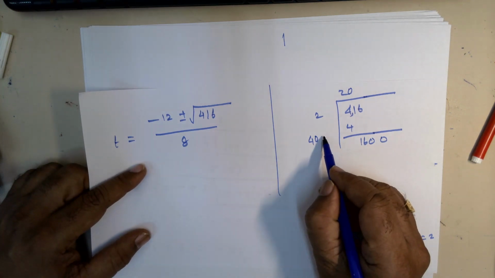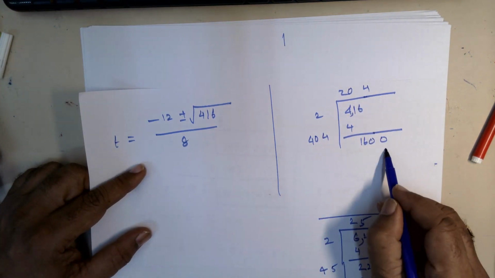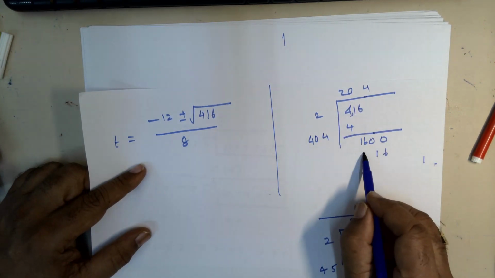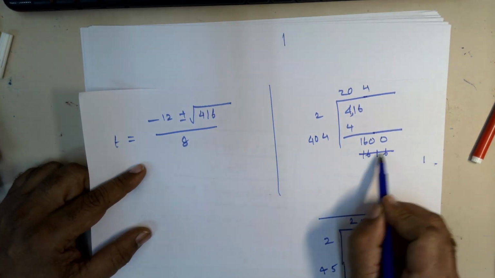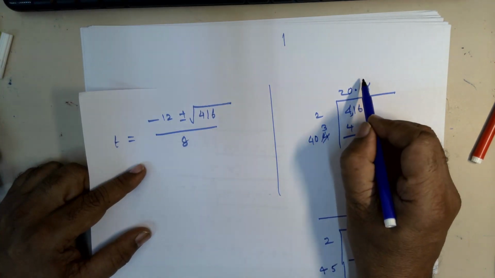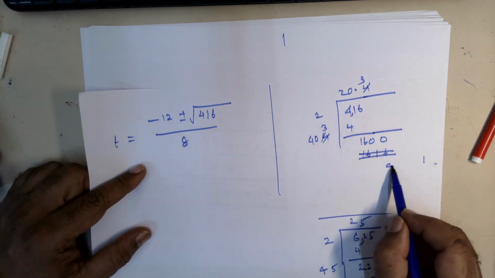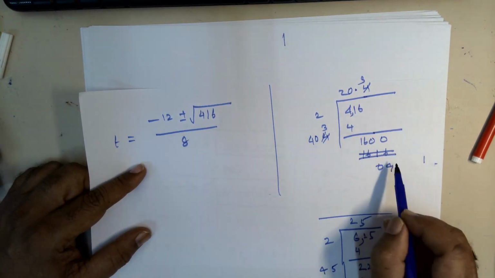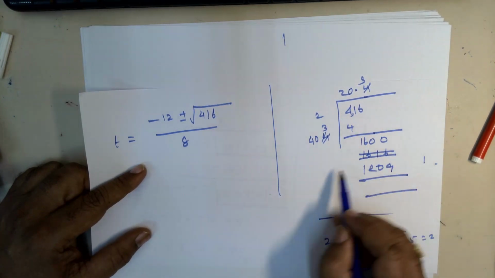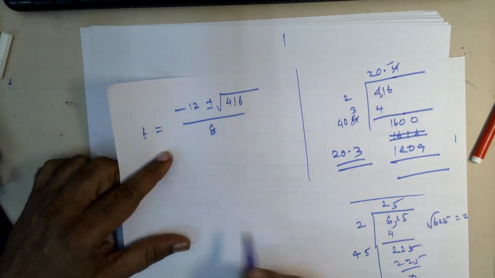So shall I put 4? 4 fours are 16, balance 1, then 1, and 4 fours are 16. So it won't go. Then we are supposed to do it with 3. So 20.3. 3 threes are 9 and 0. Then 3 fours are 12. Okay, so we can stop with this. Now you can declare 20.3 is the square root.